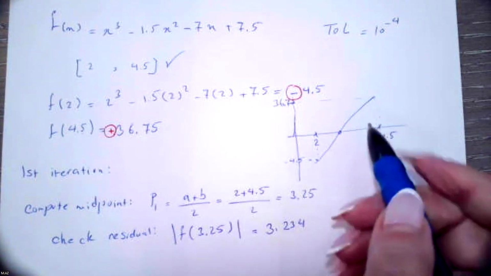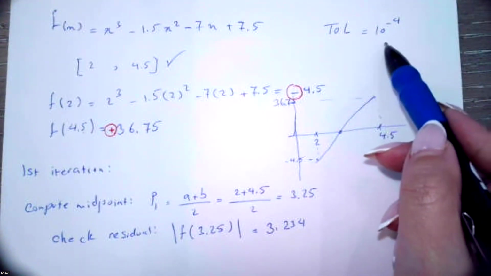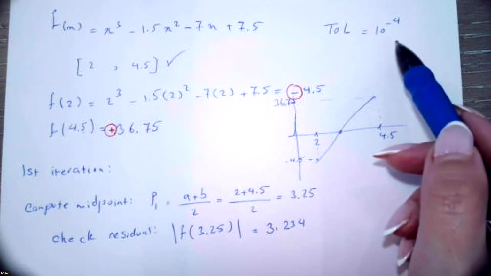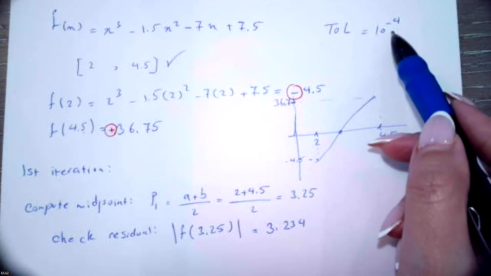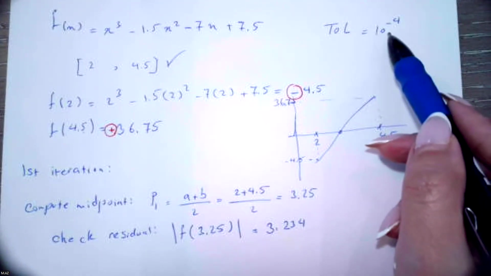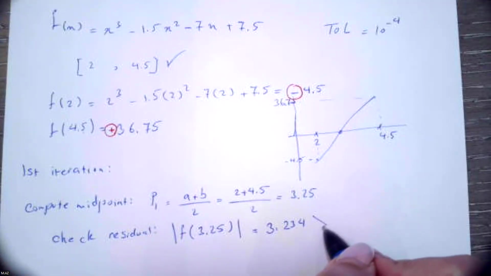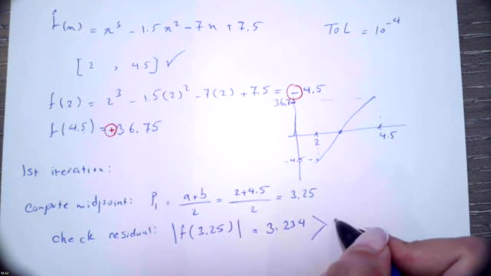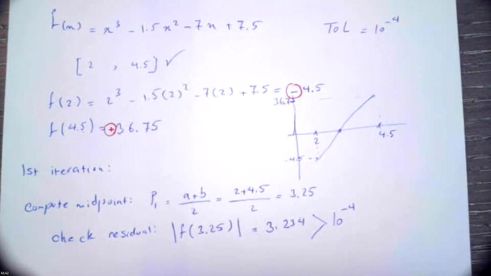Okay, and how about the tolerance for this problem? The tolerance for residual and iterative convergence for this problem is set up as 10 to the minus 4. As you can see, this number is larger than the tolerance, okay? And we have to iterate the algorithm. This means we have to go to the second iteration.